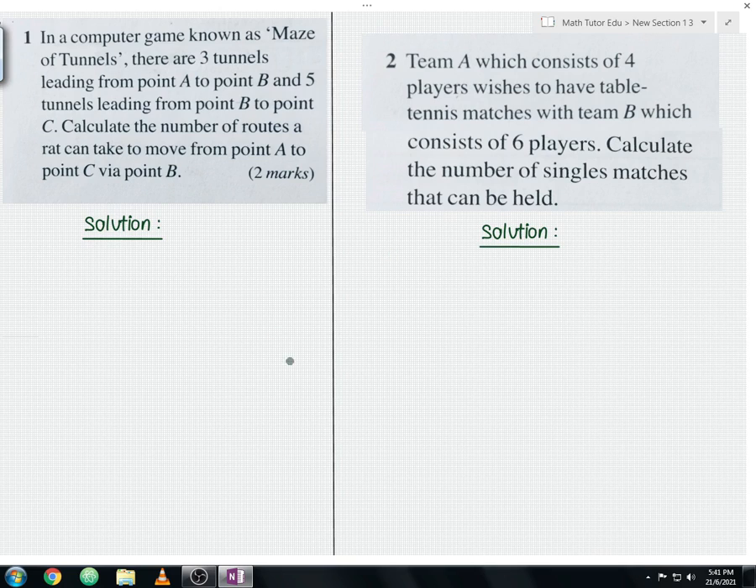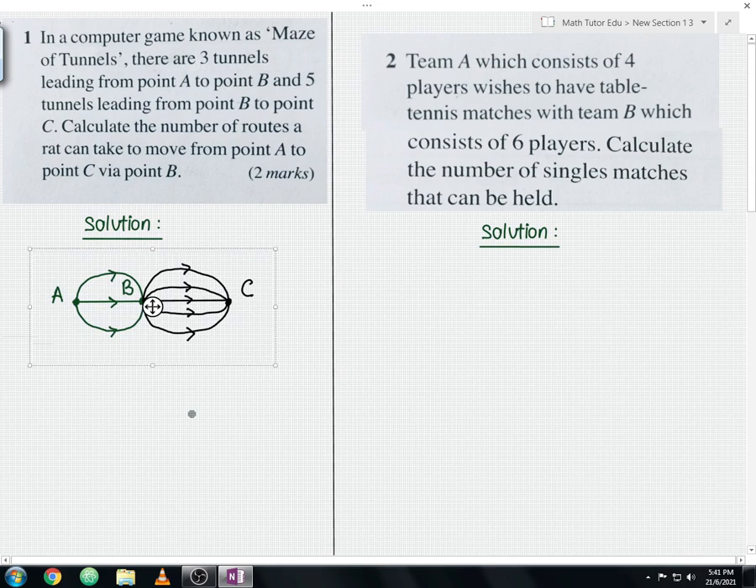By the way, to solve question 1, I've already drawn a diagram for you. Let me show you the diagram now. As you can see here, this is the tunnel diagram mentioned by the question. In the computer game known as the Maze of Tunnels, there are 3 tunnels connected from point A to point B and then 5 tunnels leading from point B to point C. So I decided to draw a node diagram. As you can see here, A is the first node, B is the second node and C is the third node.